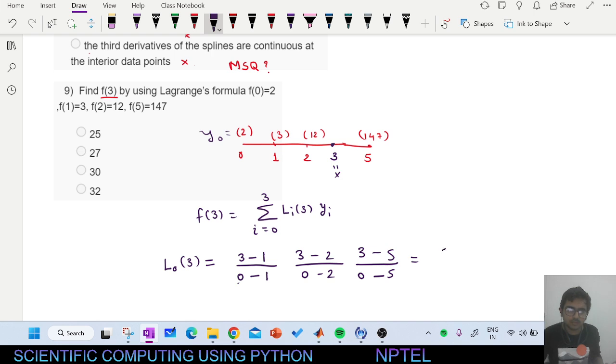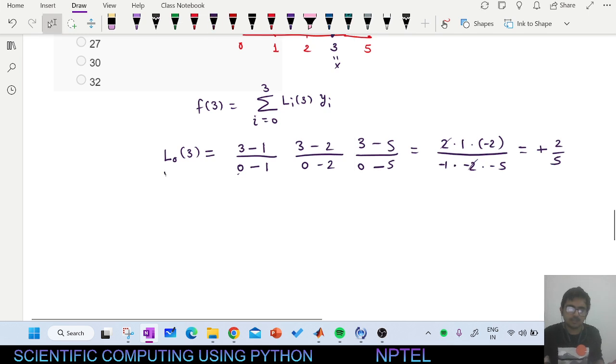So it is 2 times 1 times minus 2 divided by -1 times -2 times -5. Okay, yeah. So we have a total of 4 negatives, so the answer will be positive, and this 2 will get cancelled. So we have 2 by 5.